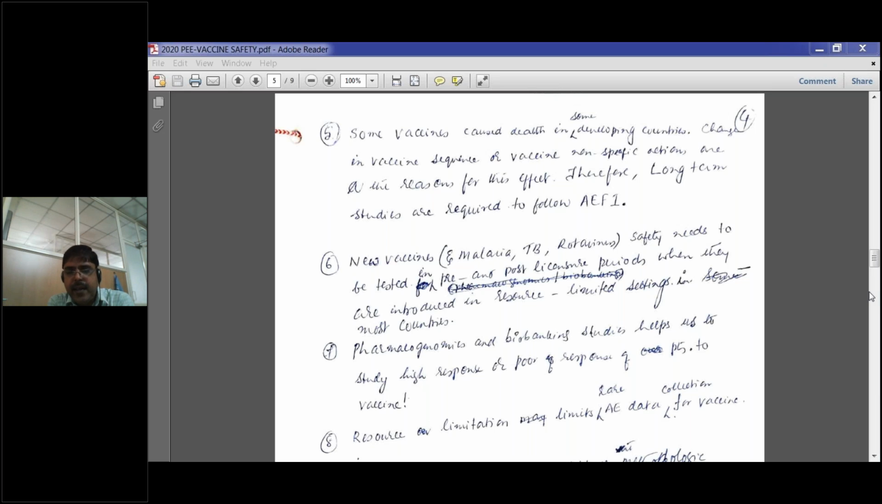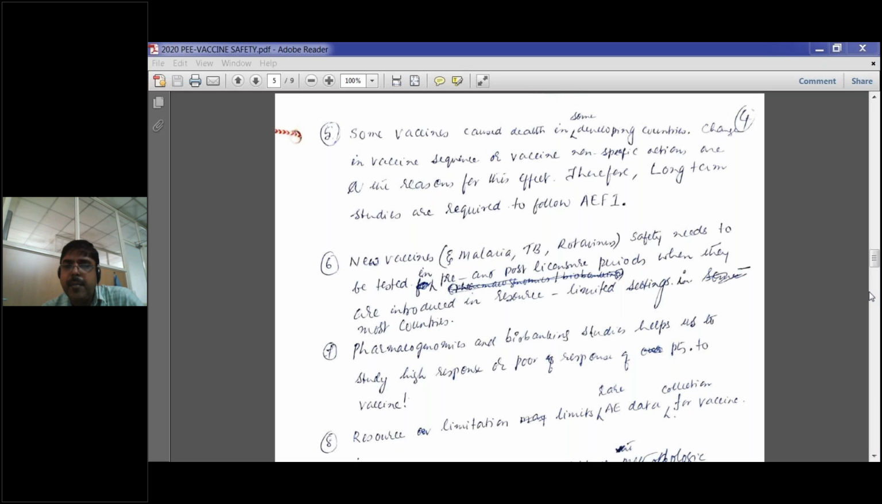Now, it is very, very important for us to know the effect of genes on the drug response. Based on the genes present in our body, we respond to a different extent to a drug. Some of us are highly responsive to a drug. Some of us are less responsive. Some of us are moderately responsive. The response of our body to a drug depends on the gene structure.